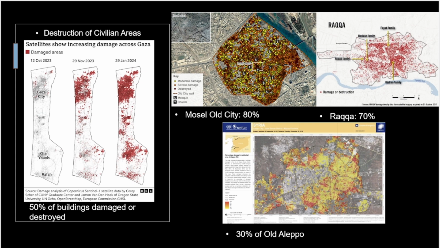Furthermore, the physical destruction wrought by these battles is illustrative of the broader impact of such conflicts. According to the BBC, approximately 50% of buildings in Gaza have been destroyed or damaged, mirroring the destruction observed in other urban battlefields. For instance, 80% of Old Mosul, the epicenter of the conflict, suffered damage or was destroyed. Amnesty International reports that the level of destruction in Raqqa reached a staggering 70%, and UNITAR reports that in Old Aleppo, 30% of buildings were damaged or destroyed. These figures not only highlight the loss of life, but also the extensive material damage that contributes to the long-term suffering of survivors.